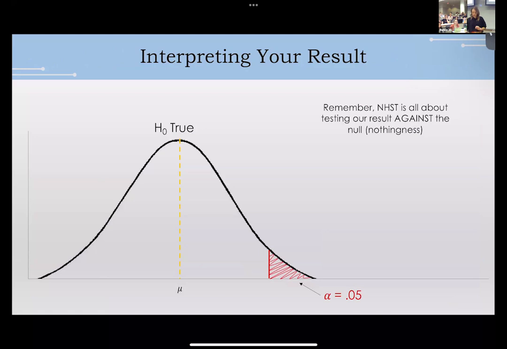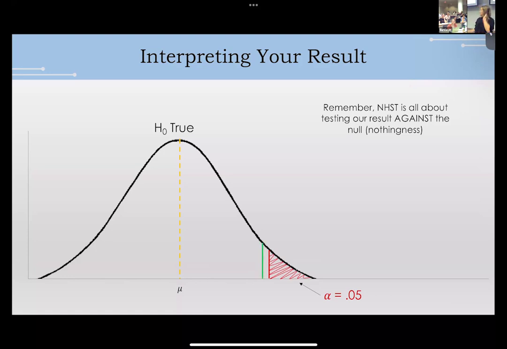First things first, remember that NHST is all about testing our result against nothingness, as in testing it against the null. That informs the language we use when we make a conclusion. That informs how we make decisions about whether something's happening. Everything is against the null.